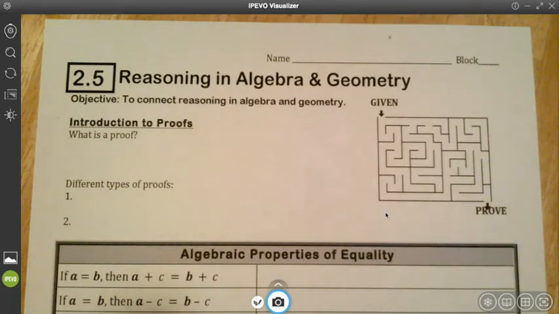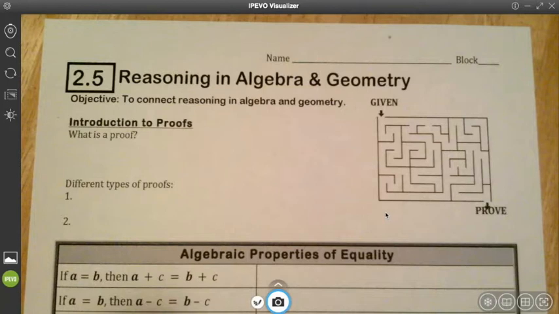We're only doing 2 sections of Chapter 2 because I want to really focus on proofwriting. And so Chapter 2 is going to be, for us, the introduction to proofwriting, and we will be doing proofwriting more throughout other chapters. So for our purposes, Chapter 2, we're looking at reasoning in algebra and geometry, and our first objective is to connect reasoning in algebra and geometry.